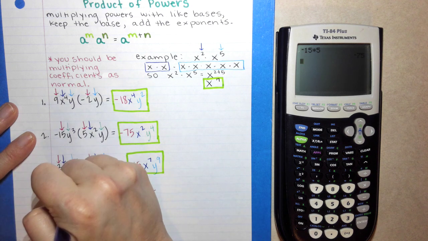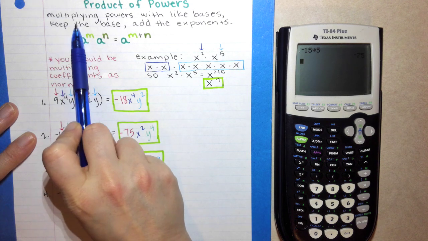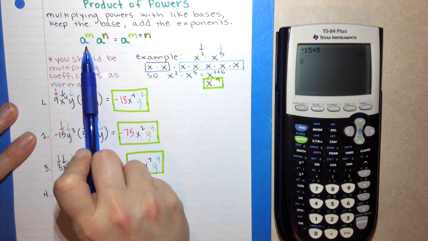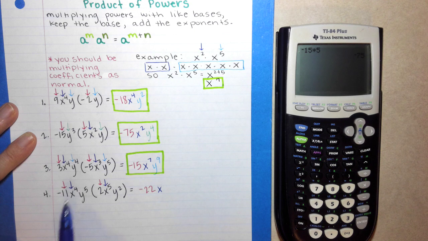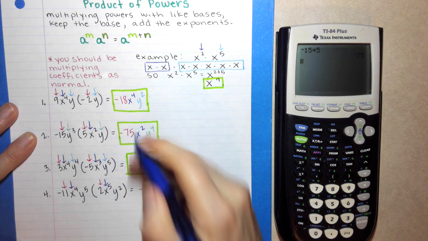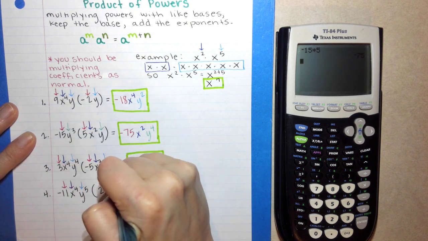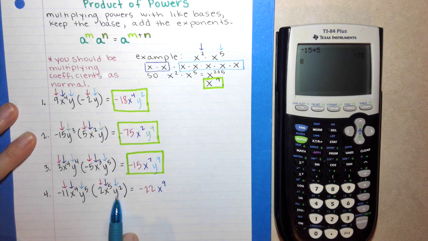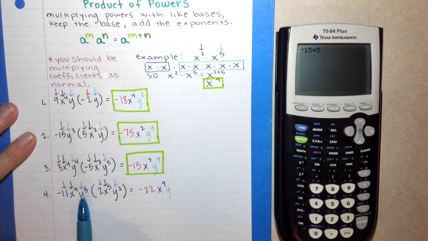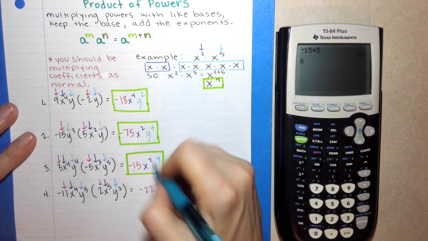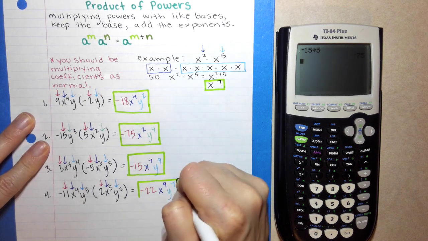Step 2, I'm going to multiply x to the 4th times x to the 5th. So that would be multiplying powers with like bases. So I'm going to keep the base, which is x. I'm going to add those exponents. 4 plus 5 is 9. Then I'm going to move over to the y's. So y to the 5th times y squared. I'm going to keep the base, which is y, and I'm going to add the exponents. 5 plus 2 is 7. And that would be the product.